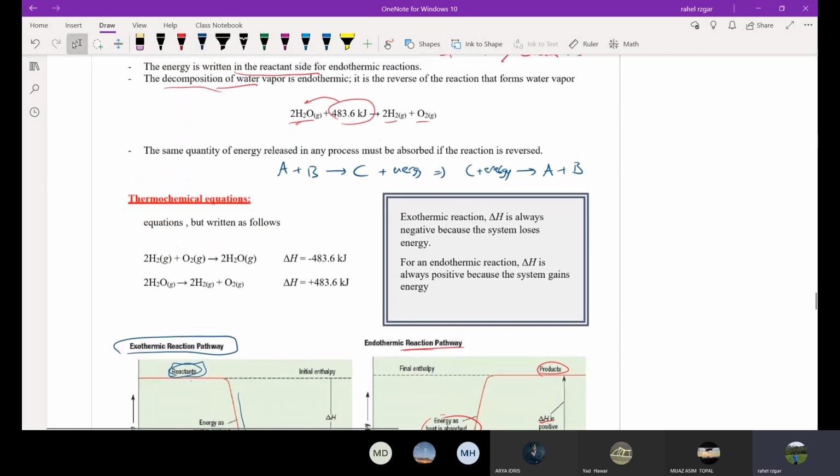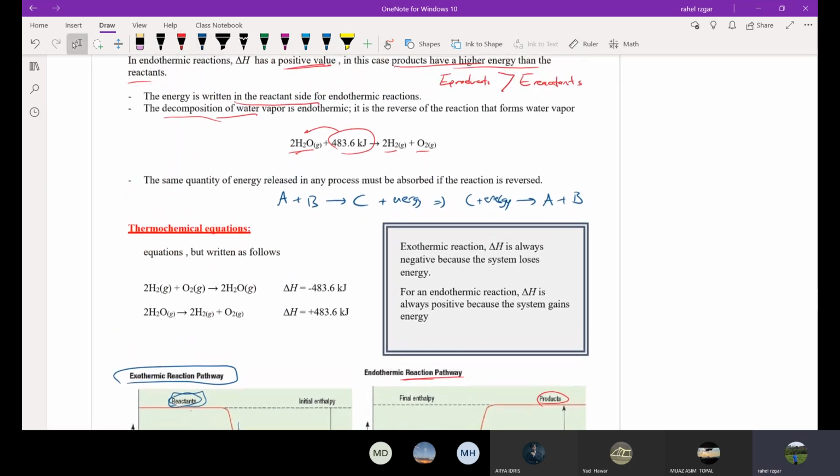But from now on, most of the times, in many reactions, we write thermochemical equations like this. Instead of writing inside the equation, we'll write it outside of the equation. But for exothermic reactions, delta H will be written negative. So instead of writing in the product side, we add negative, means release. If it's inside the equation, we don't write negative. We just write it in the product side.